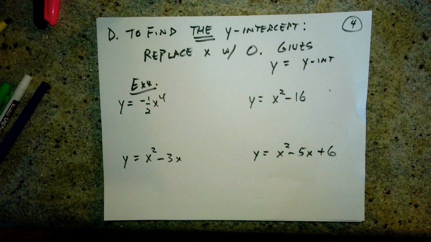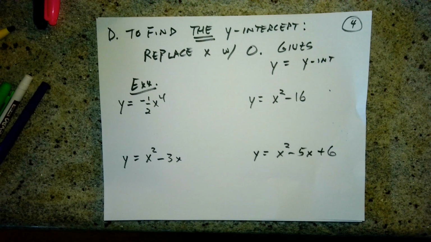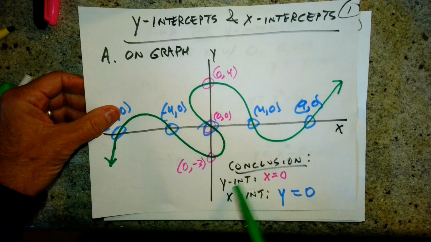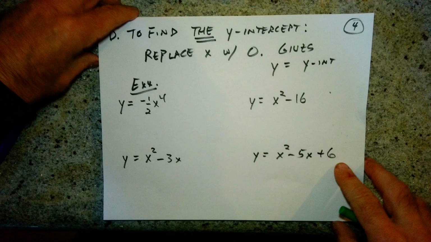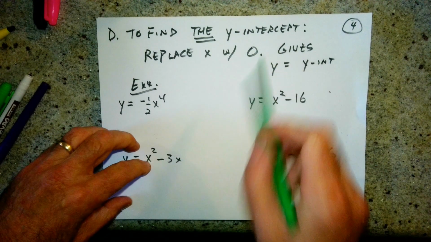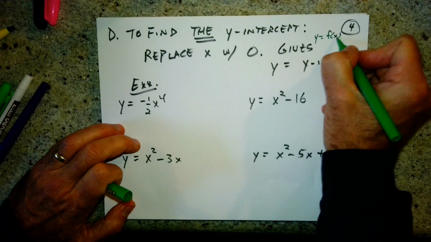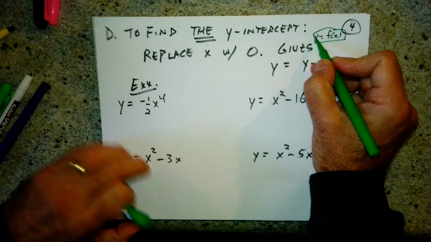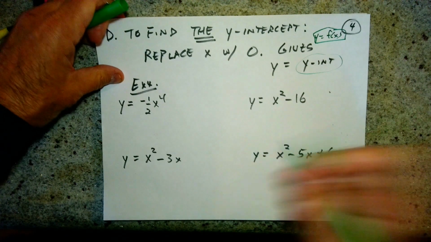Okay, to find the y-intercept, we saw earlier on the very first page, the y-intercept is where x equals 0. And the x-intercept is where y equals 0. So to find the y-intercept, you replace x with the number 0. And since you're in function form, we're limiting this video only to relations where y is a function of x. That will immediately give you y equals some number, and that number is the y-intercept.